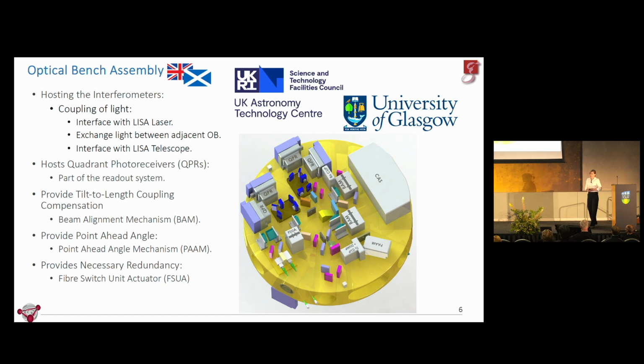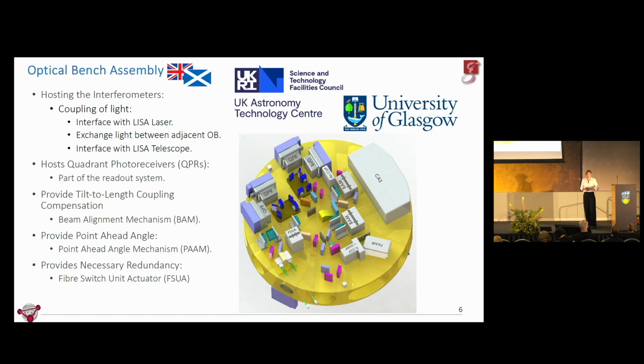So starting with the optical bench assembly, we heard a lot yesterday about this in Yuan's talk, which makes my job much easier today. So I will just summarize briefly the key functions for the IDS. The optical bench is being developed and provided to LISA by UK team, UK ATC, and University of Glasgow. Its main function is to host the 3 interferometers that I mentioned. It provides the interface with the LISA laser and connects via optical fibers.